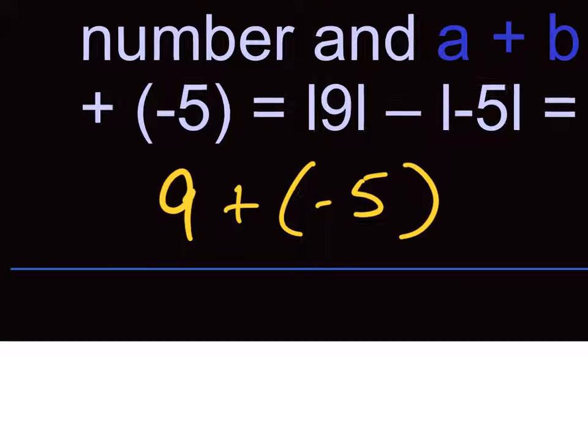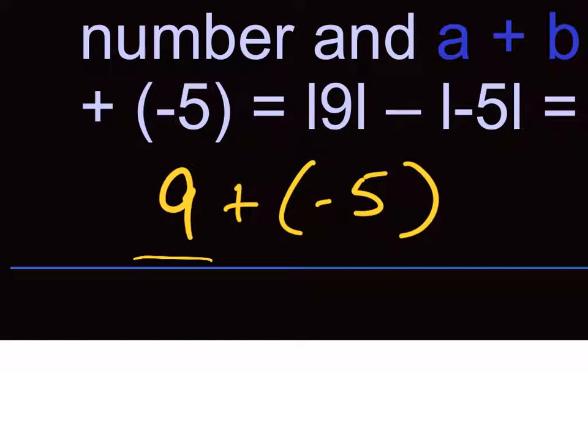So I'm going to add a positive number, that's a positive 9, to a negative number. This is not the same situation as last time. So here's how I like to talk about it. There are 9 people on the positive side. There are 5 people on the negative side. Do I have more positive or more negative?